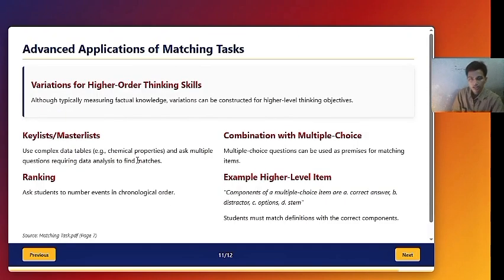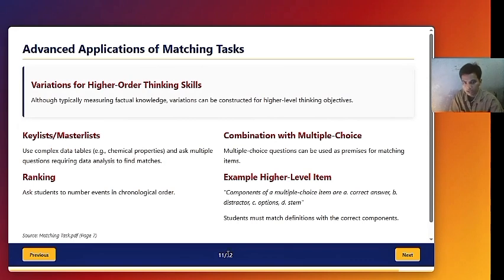And then next, advanced application of matching tasks. As you can see, variations for harder thinking skills. Although it is typically used for measuring factual knowledge, variations can be constructed for higher-level thinking. But how? The first one, we use key lists or master lists. Use complex data tables, for chemical property examples, and ask multiple questions requiring data analysis to find matches. So they aren't asked to match, they are asked to interpret the data, the tables.